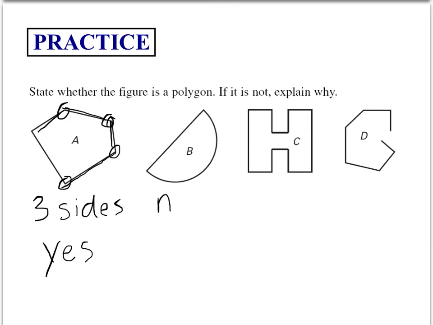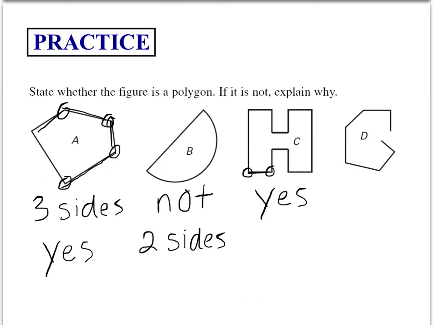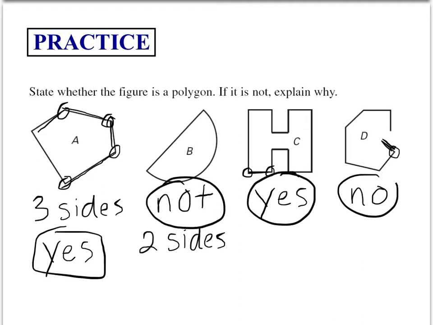So the next one is not a polygon, and it's not a polygon because it really only has two sides. Figure C is a polygon. It has three or more sides, and every side intersects with two other sides. Figure D is not a polygon because this side right here only intersects with one side. It's open here, so those sides aren't connecting. So we have yes, no, yes, and no.